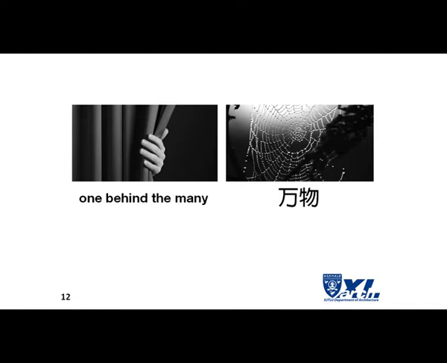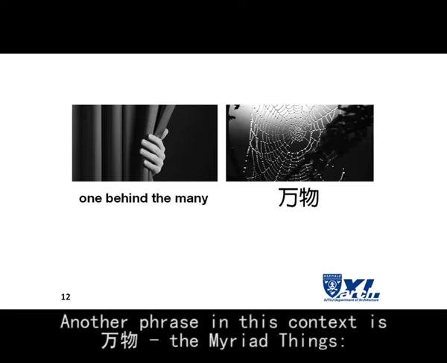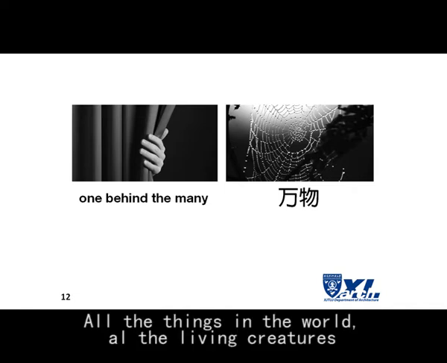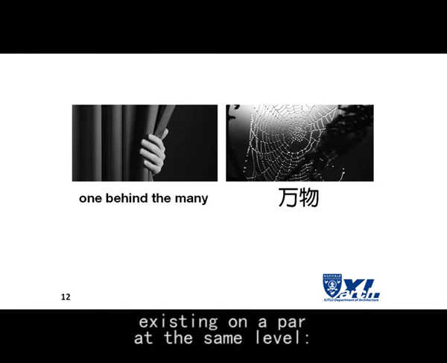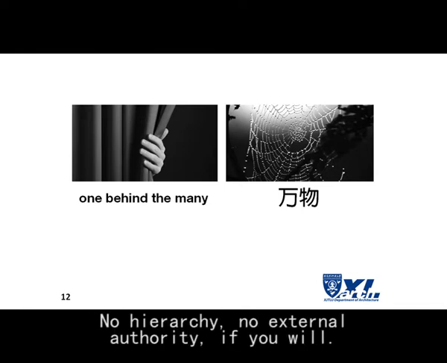So, another phrase in this context is wan wu, the myriad things, all the things in the world, all the living creatures existing on par at the same level. No hierarchy, no external authority, if you will.